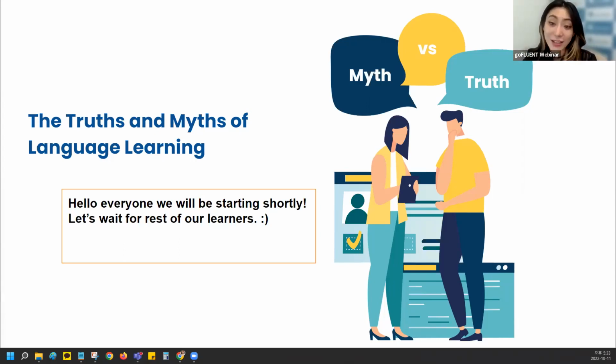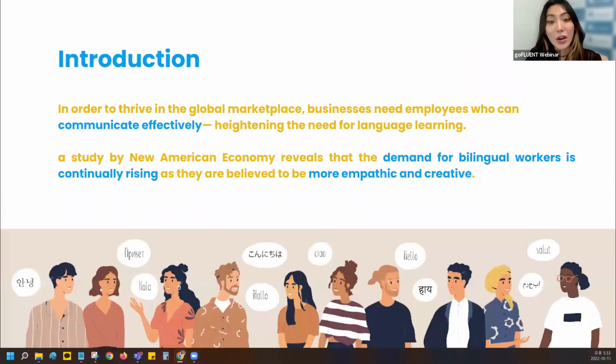Today we'll be discussing different truths and myths in language learning. I hope that you can learn or unlearn a thing or two about language learning. So next slide. Let's start by reading this slide.